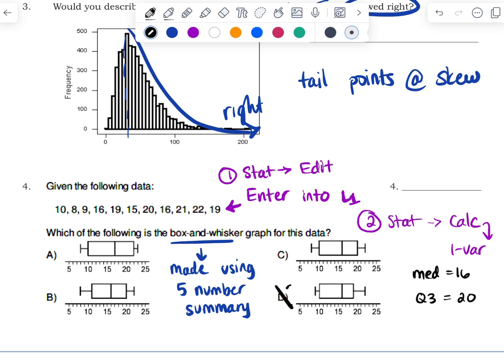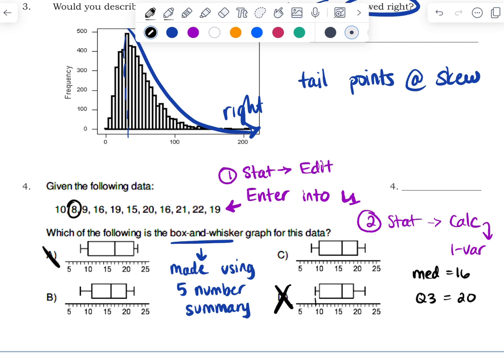But D is definitely out because its minimum is not correct. All right. And then, because it's at 9, and our minimum is actually 8. All right. And then A is out because its median is off.